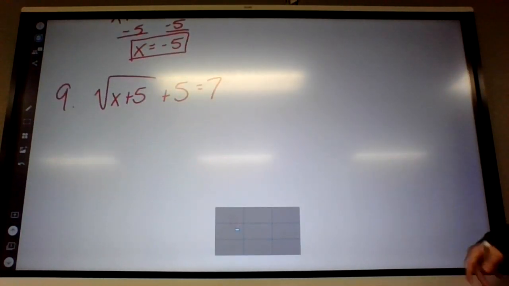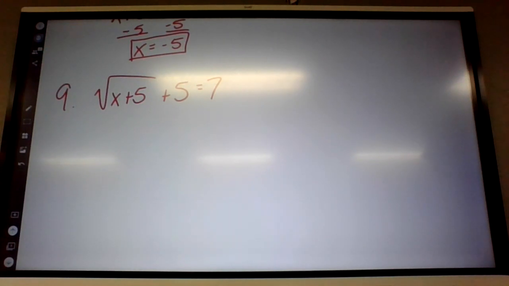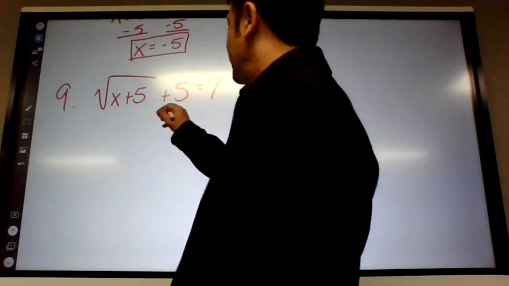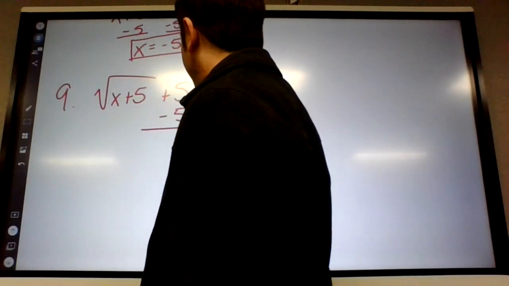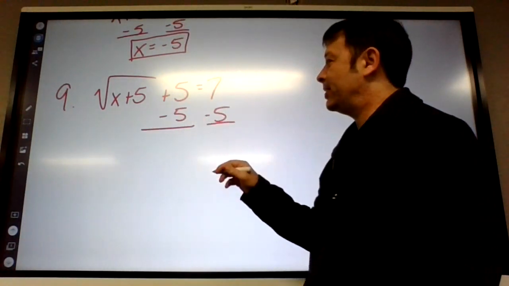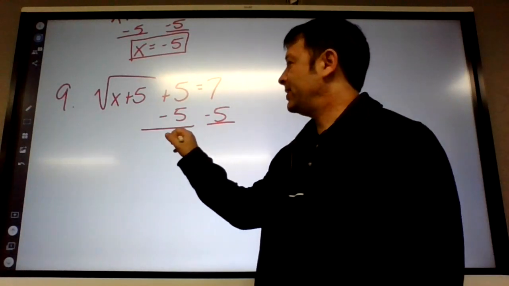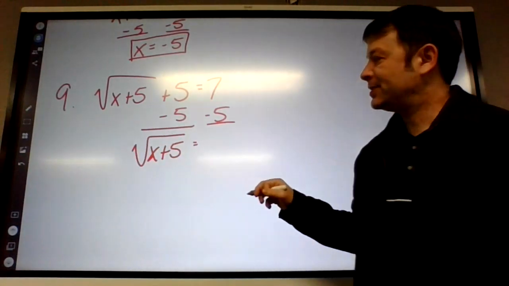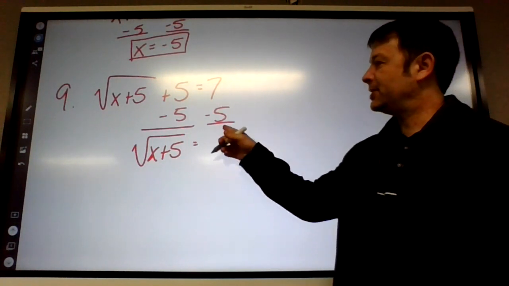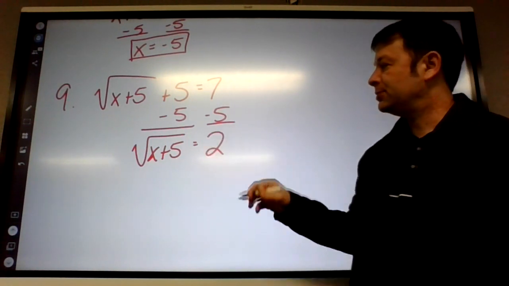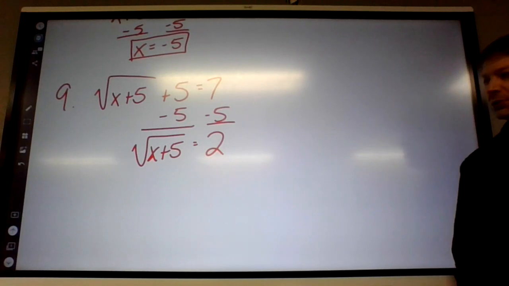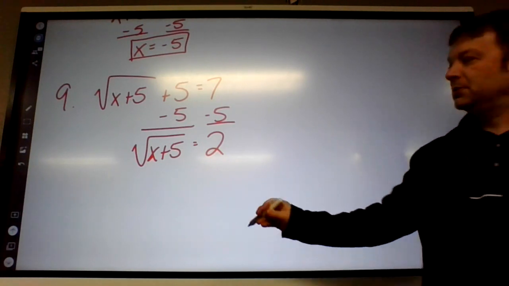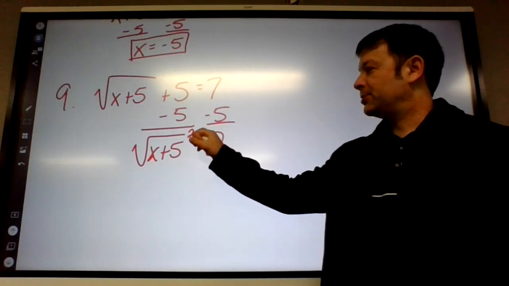Speaking of, okay, Sophia, what should we do on this one? Subtract 5. So we want to get that squared by itself before we try squaring anything. So now we have just square root of x plus 5 on the left side of the equals, and on the right side we have 7 minus 5. Two. And then we square it.